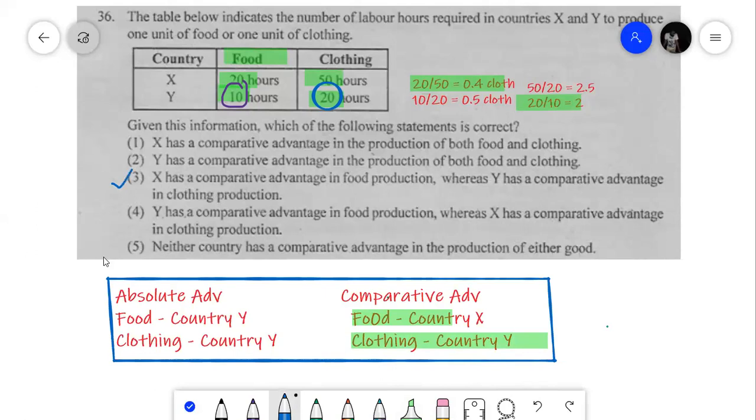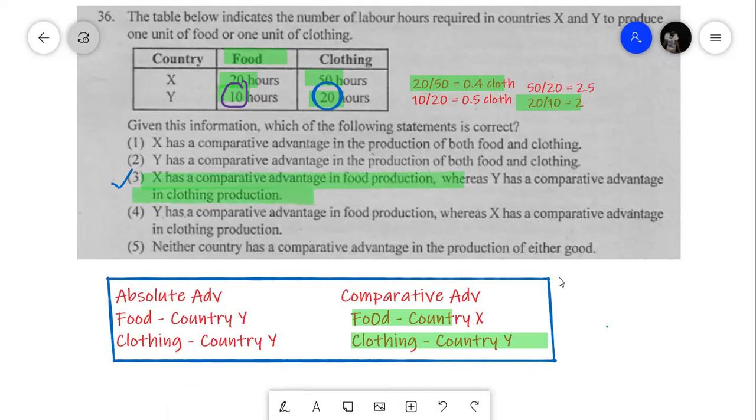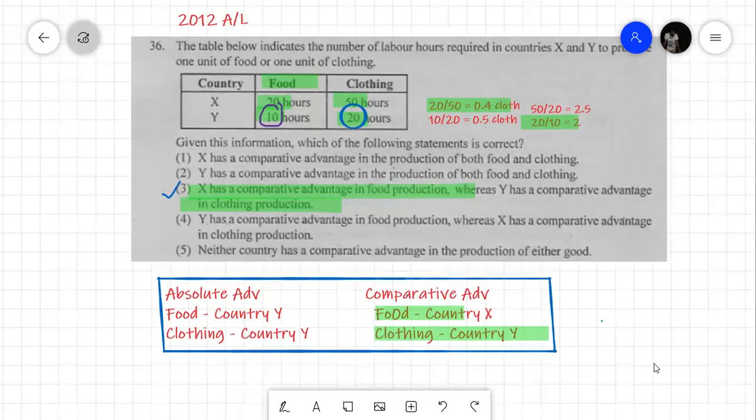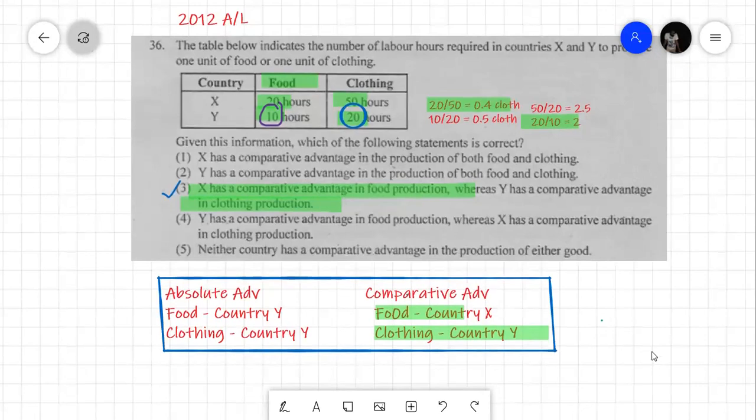Okay, one person is giving me 2. Can't be 2. Y has a comparative advantage in production of food and clothing both. In case one country will not have the comparative advantage of both the goods, right? That will never happen. Okay, so our answer there is the third one, guys. Obviously, other ones are wrong. So I can go through and see. Okay, so that's question number 36.